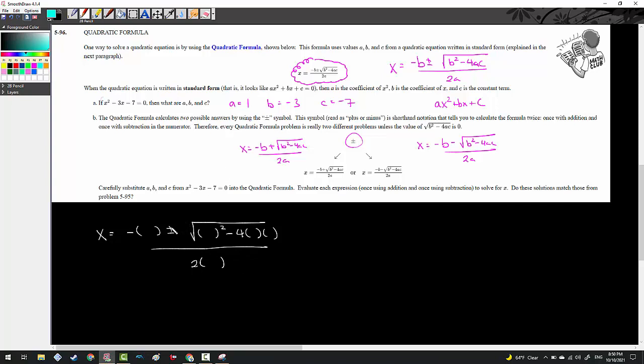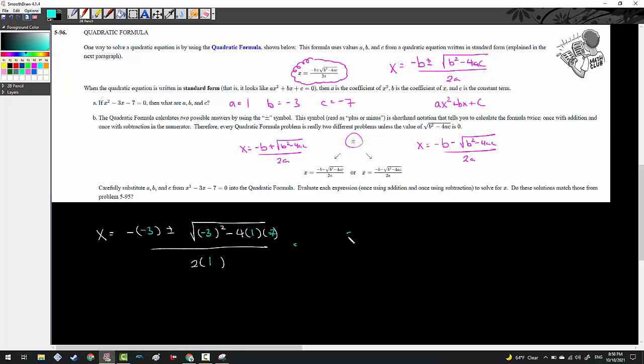So it's negative b, so that's going to be negative 3. And careful, those two negatives will cancel each other out. The b squared will be negative 3 squared. 4ac, that'll be 1 times negative 7, all over 2a. So now let's go ahead and simplify now that we've plugged stuff in.